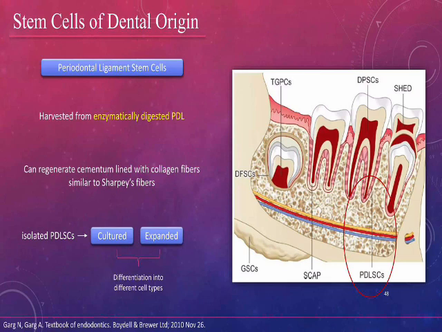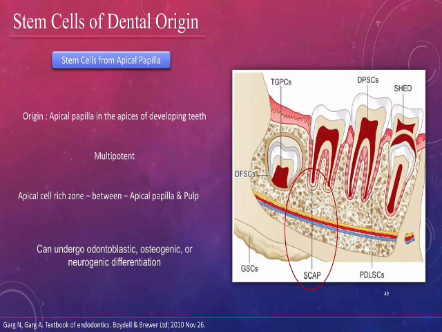The periodontal ligament stem cells are harvested from the enzymatically digested periodontal ligament. They can regenerate into cementum-like tissue lined with collagen fibers, similar to Sharpey's fibers. Isolated PDL stem cells can be cultured, expanded, and differentiated into different cell types.